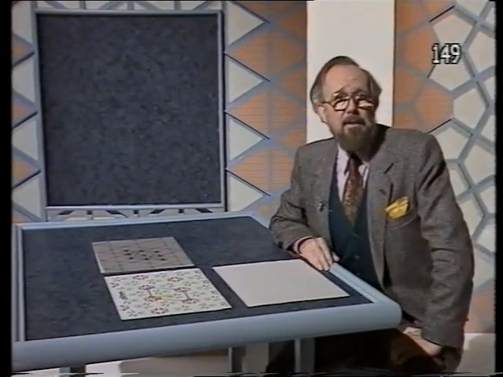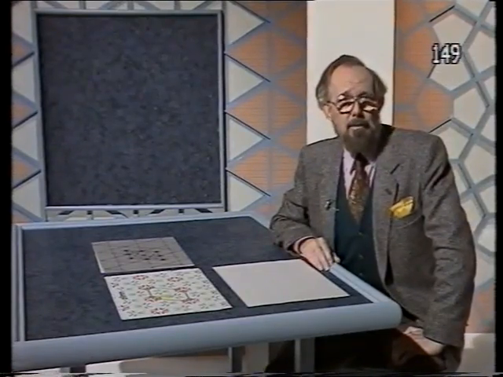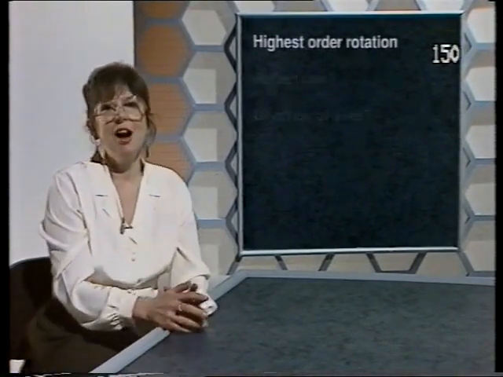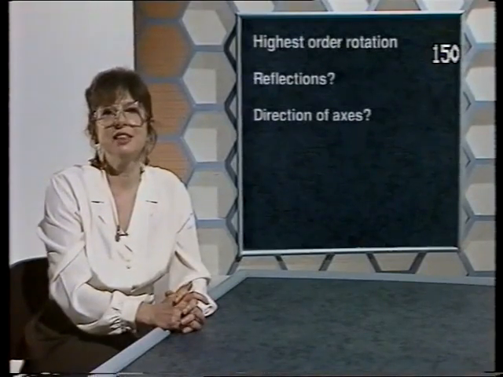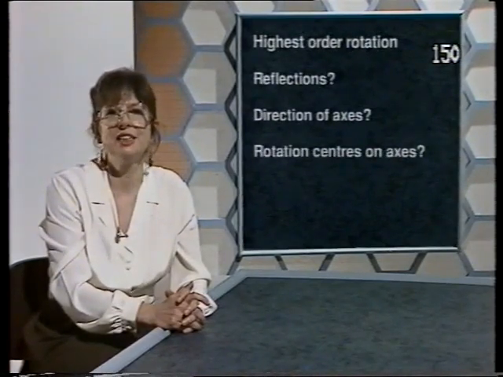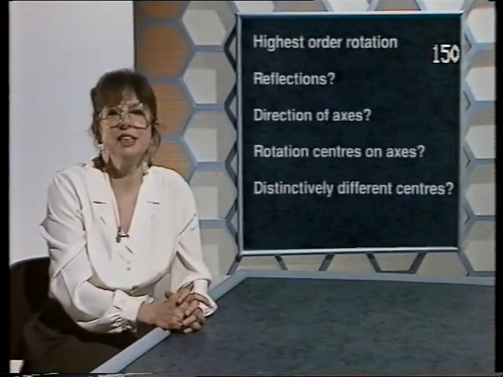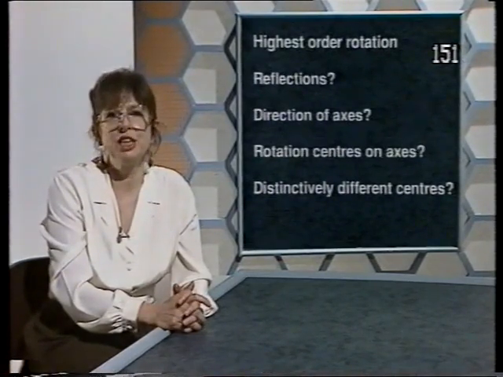I won't go through the details of the algorithm now, but let's see the kinds of things you'll be looking for. The basic idea is to check what kinds of symmetries are present. What's the highest order of rotational symmetry? Are there any reflections? And if so, in what directions of the axes? Then there's the location of the centres of rotation relative to the axes. Also, for each order of rotation, how many distinctively different centres are there? That is, centres which don't map to each other under the symmetries.